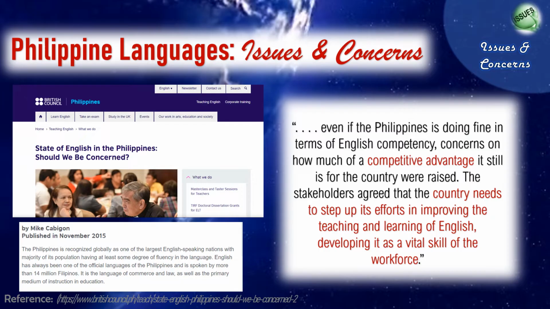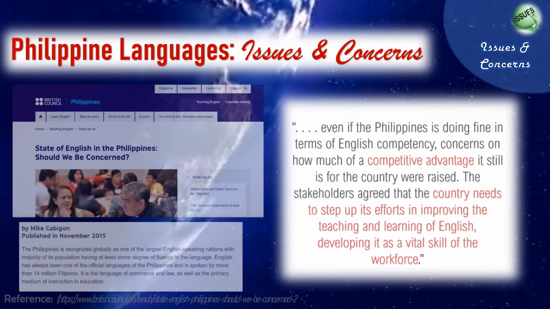The stakeholders agreed that the country needs to step up its efforts in improving the teaching and learning of English, developing it as a vital skill of the workforce. This is an initiative that could potentially strengthen the Philippines' distinctive advantage in this part of the world, particularly with the upcoming ASEAN economic integration."